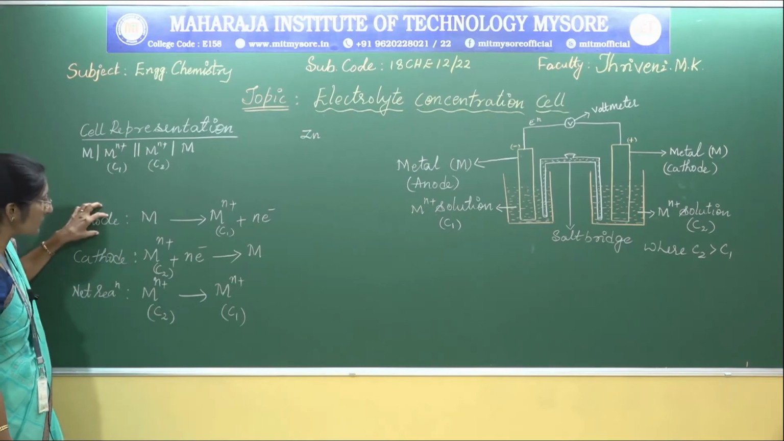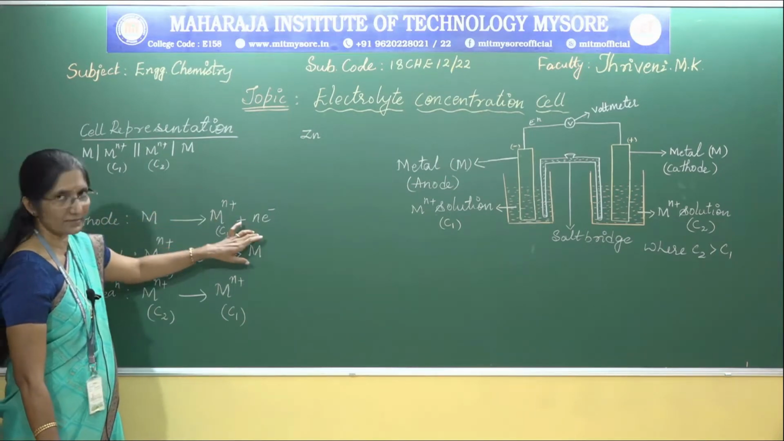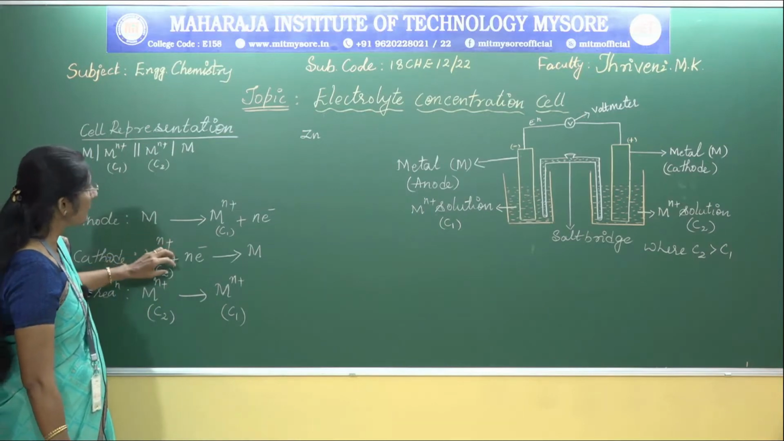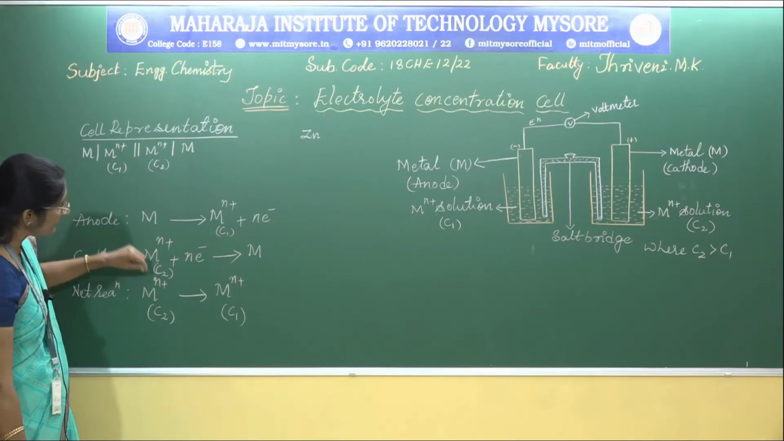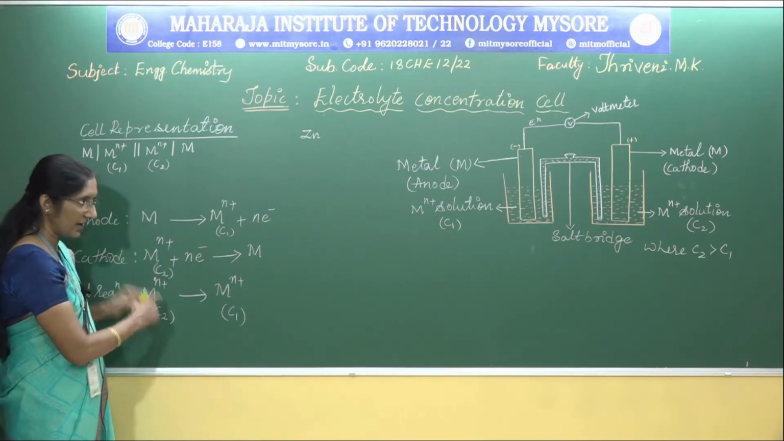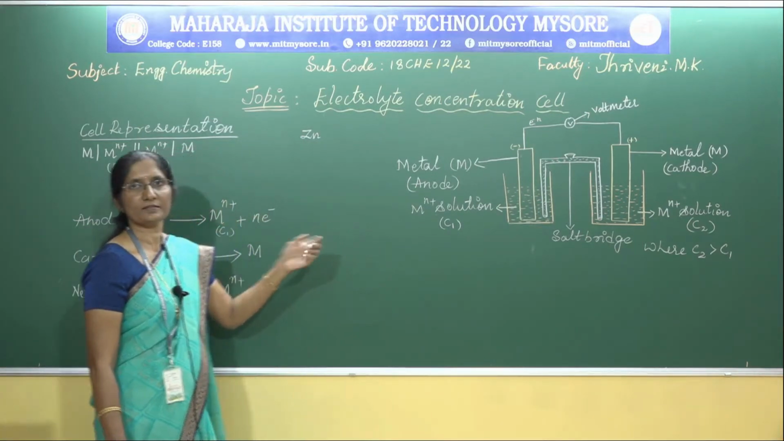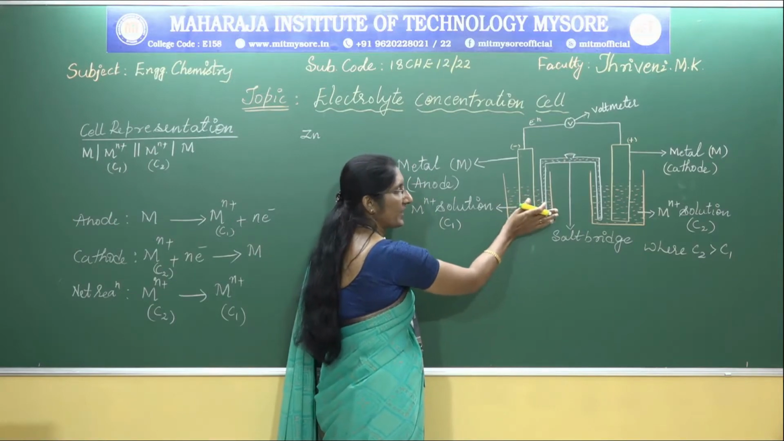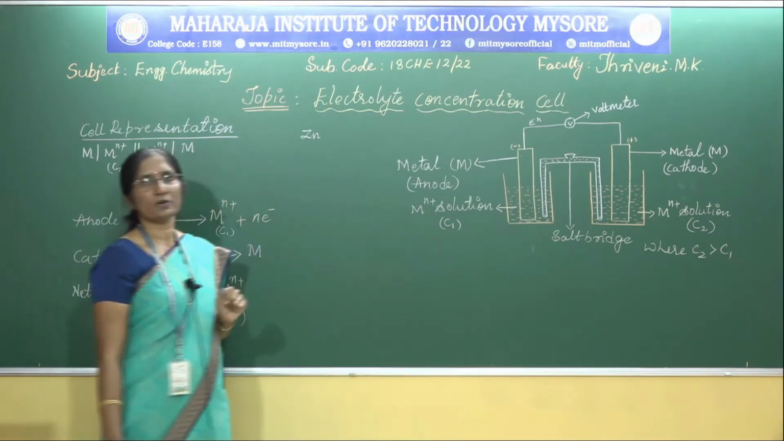Then the cell reaction at the anode: always an oxidation reaction takes place. The general representation of the oxidation reaction is M gives Mn+ plus n electrons. At the cathode, always a reduction reaction takes place. The general representation of the reduction reaction is Mn+ plus n electrons gives M. So, what is the net reaction in an electrolyte concentration cell? It is simply the change in concentration of metal ions at both the electrodes. During the cell reaction, the concentration at the cathode gradually decreases and the concentration at the anode gradually increases. After some time, both the half cells reach the same concentration. At that stage, the cell reaction stops. That means the cell stops developing potential. In this way, the electrolyte concentration cells work.